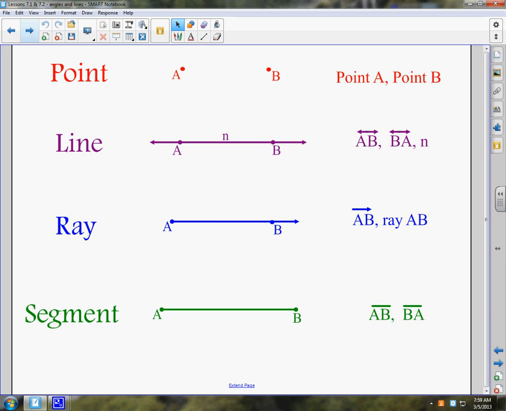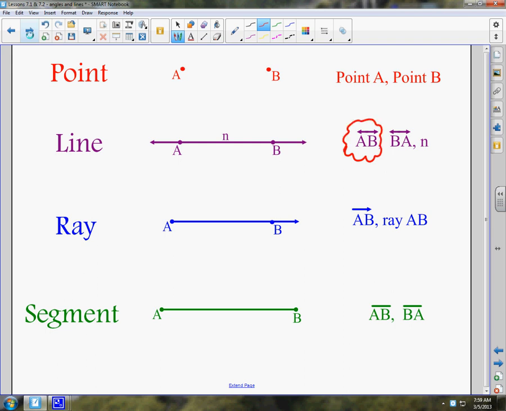We have a point, which is just a dot and it has a letter, like an A, a B, a C. It can have any letter. They just label it with a letter. A line connects any 2 points. So like this is line N and it goes through points A and B. And then over here, this is how you would write it.